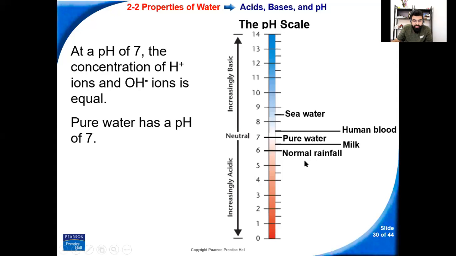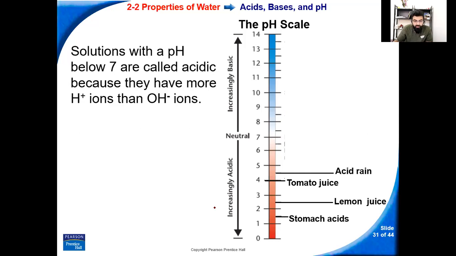What I want to say, for example, human blood is 7.4, as we said. Human stomach, if you want to add it, it's here. Seawater is alkaline, or basic. Here are other examples: tomato juice, lemon juice, stomach juice. Next time, inshallah, we will make a virtual lab about acidic and basic.